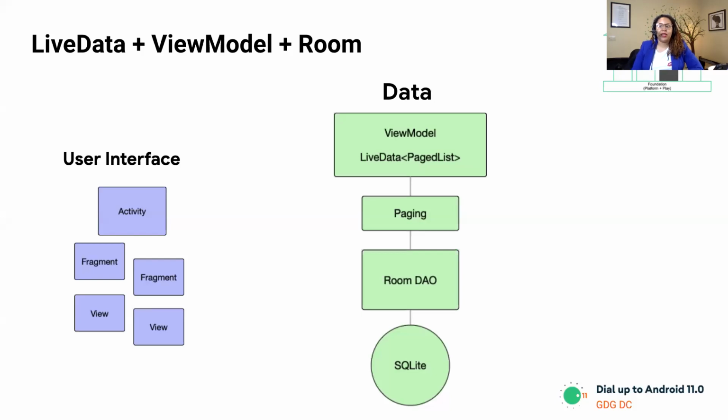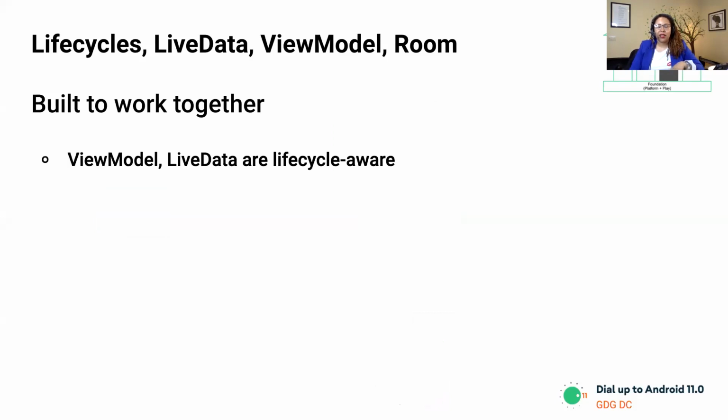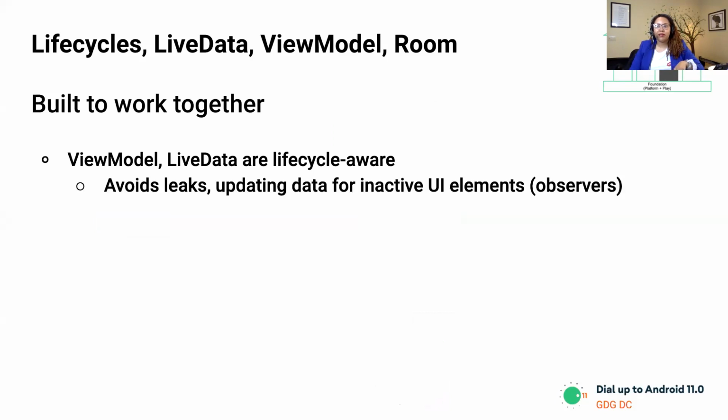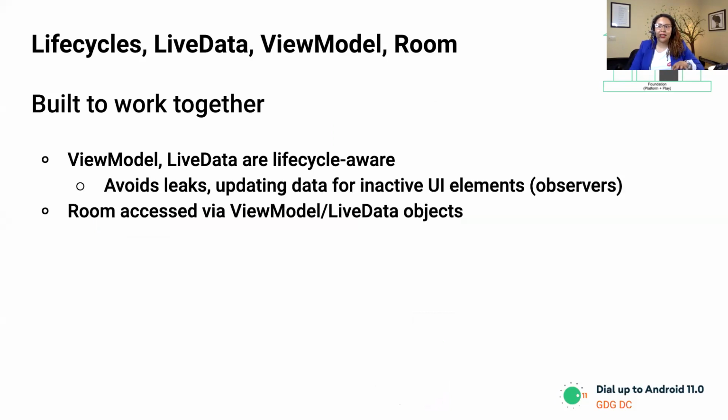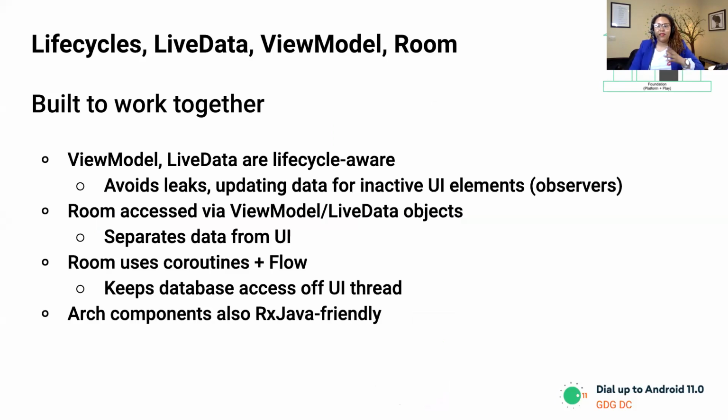You can also do something like use the material design paging library to talk to Room and return a page list of objects. There's so much functionality available in Jetpack, and you can even find new project templates for working with these things together. Like view model and live data, those things are lifecycle aware. This helps you avoid leaks. Room can be accessed via view model and live data objects, and Room uses coroutines and flow. So all of this works together. And if you want to use RxJava, that's fine. They're also RxJava friendly.